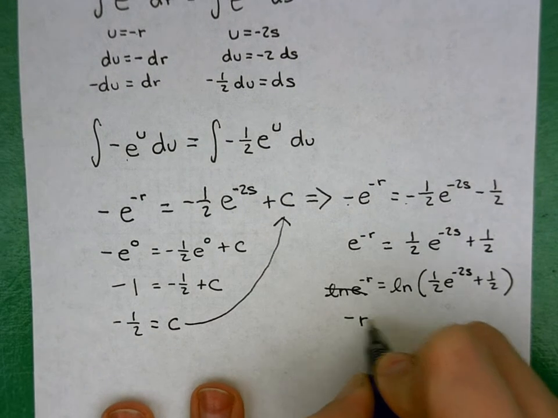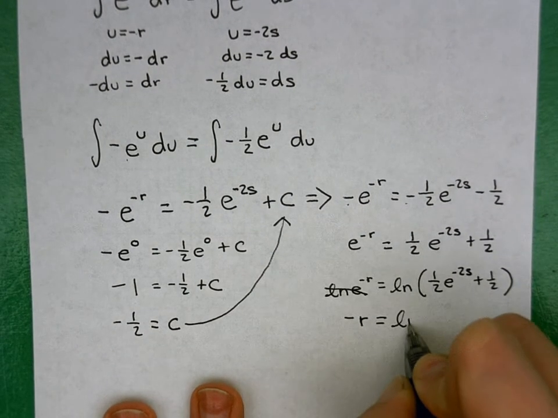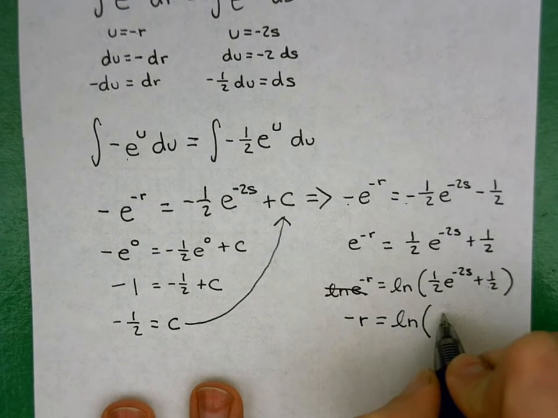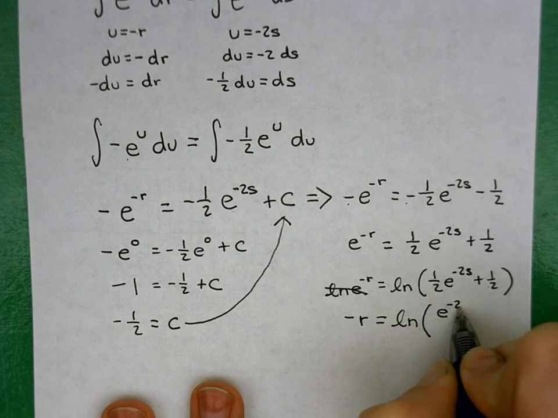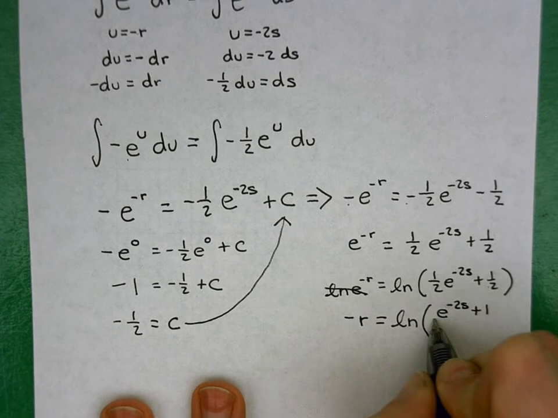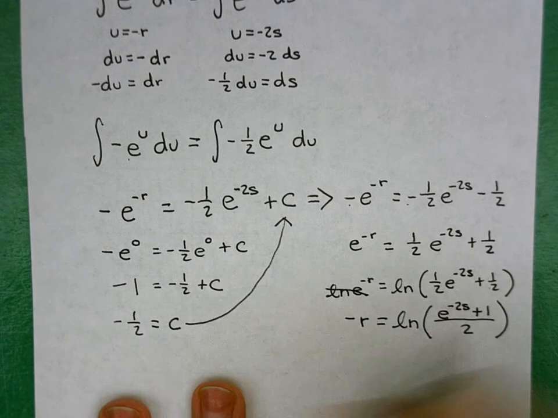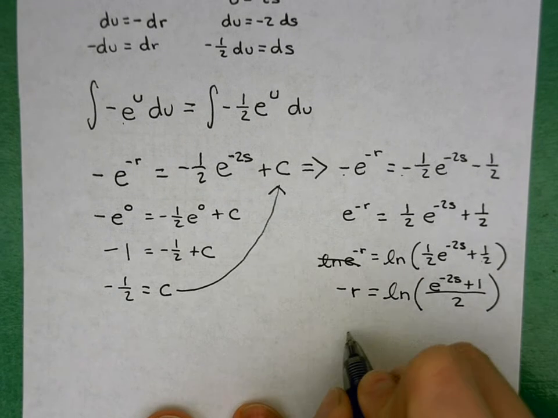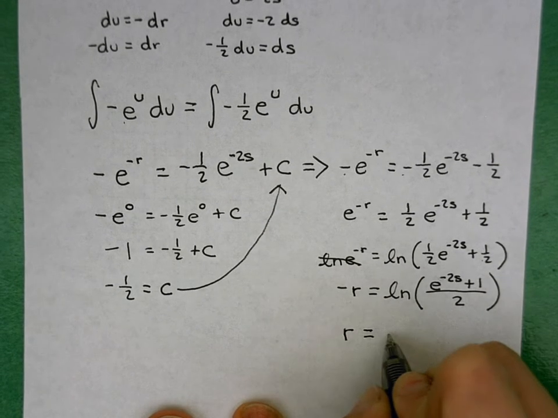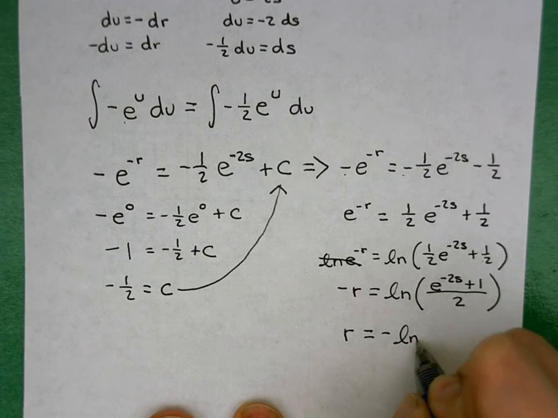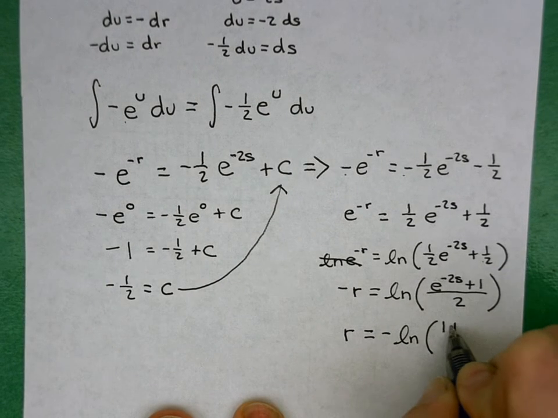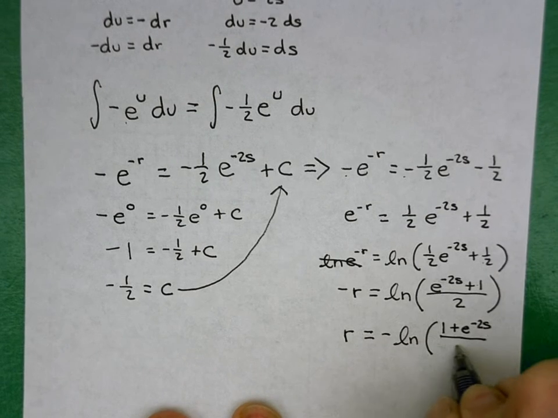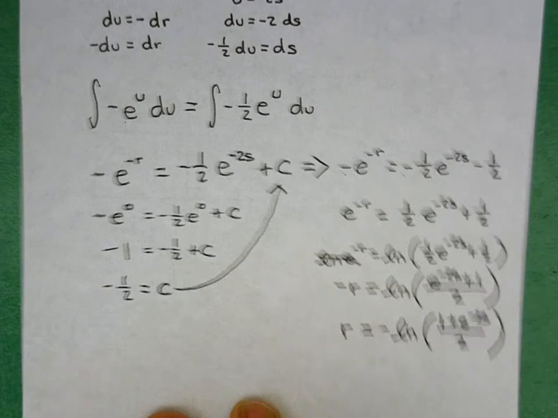So I'm left with negative r equals natural log. And then here I notice I have a common denominator, so I'm going to go ahead and combine those two terms: e to the negative 2s plus 1, over 2. And so then r is almost by itself. Last step, divide that negative away. So we get r equals negative natural log of (1 plus e to the negative 2s), I just switched these terms, divided by 2. And there's my answer.